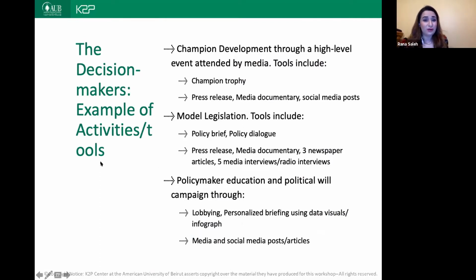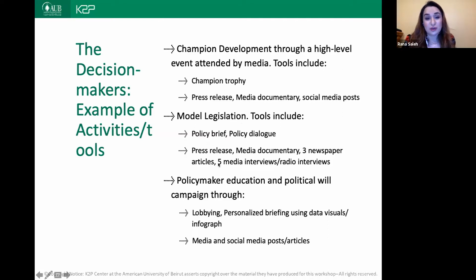As for the decision makers, you could work on champion development, where you would have a high-level meeting attended by media, where you would choose some policymakers to champion your campaign in closed circles of decision maker meetings that you cannot attend. That's how you can have more buy-in for your campaign and also ownership. This is really, really powerful in a lot of situations.